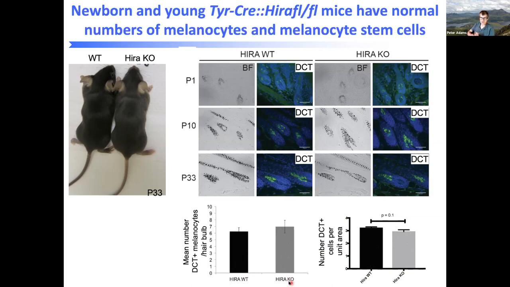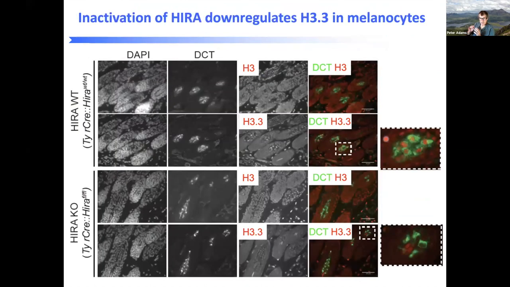And as I say, this is surprising because I've just shown you that during embryogenesis, there is a depletion in the number of developing melanoblasts. And yet by birth, that difference is no longer detectable in the wild type versus knockout. Okay, they're very comparable. Having said that, these knockout cells do have apparent molecular defects.